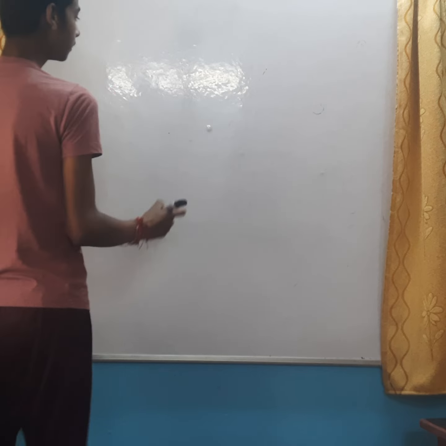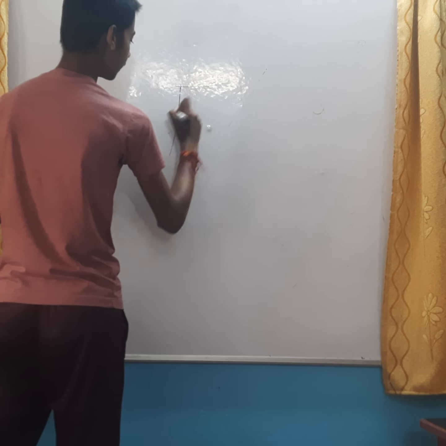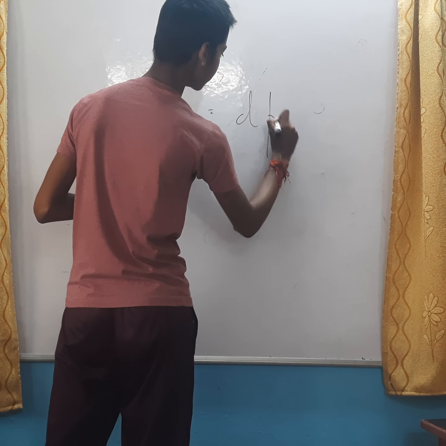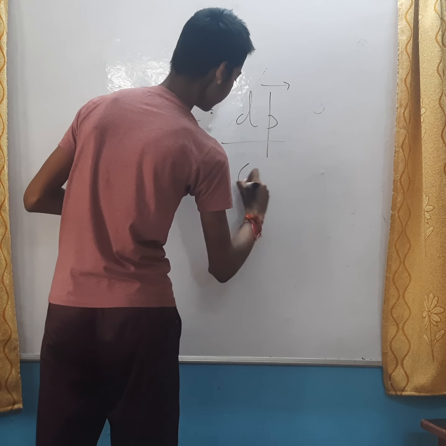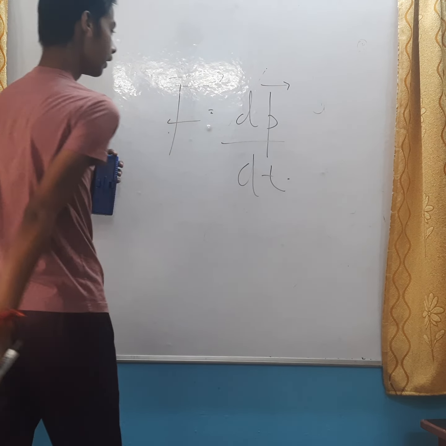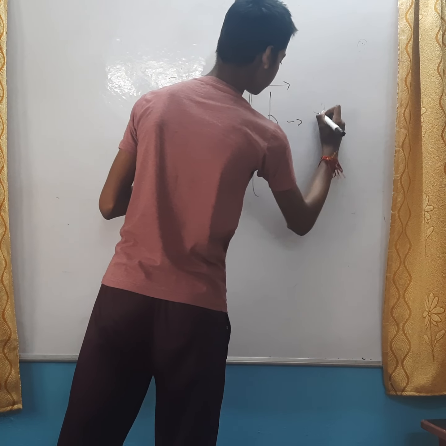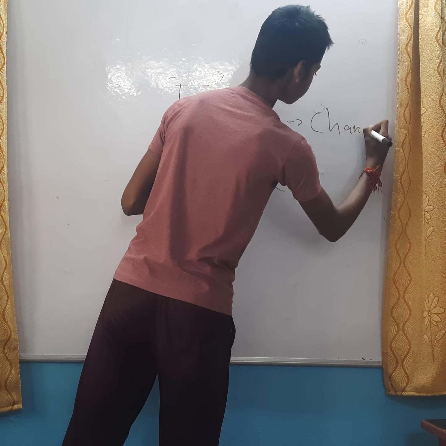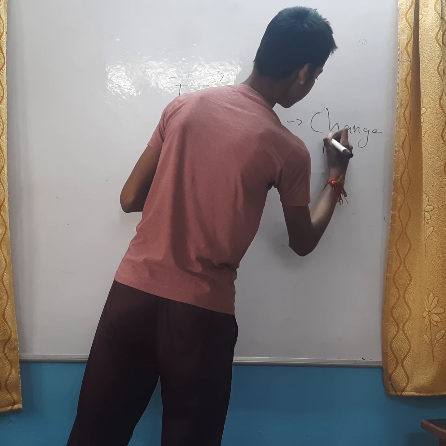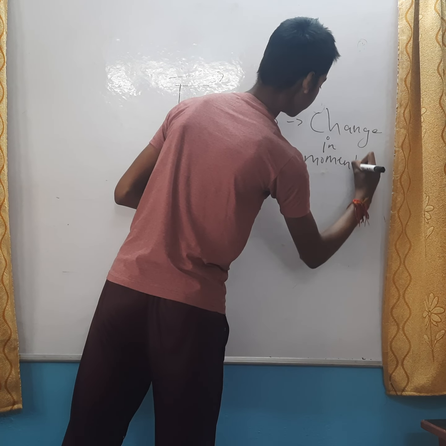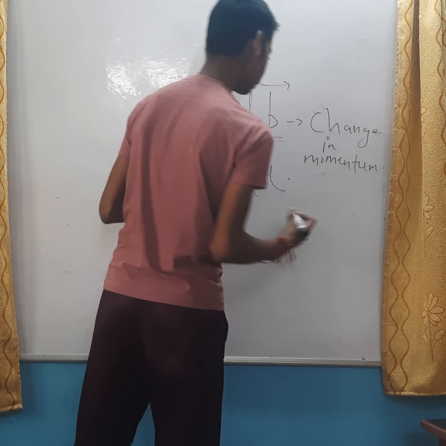So, what is Newton's second law? Newton's second law is F is equal to dp by dt. Now, what is this dp by dt? It is the change in momentum. What is dp by dt? It is the change in momentum of the particle on which we are applying the force.